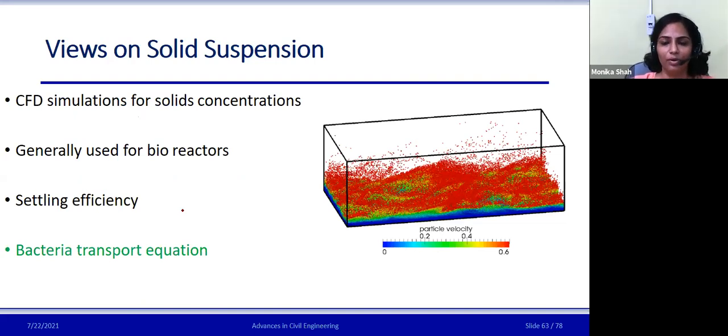If we have bioreactors where biological sludge is getting formed, in that biological sludge, how the bioflocs are generated, what should be the time for which the bioflocs remain effective, what should be the activated sludge, and what should be the recirculation ratio in case activated sludge is present. Such kinds of solid suspension or biological problems are viewed through bacterial transport equations.